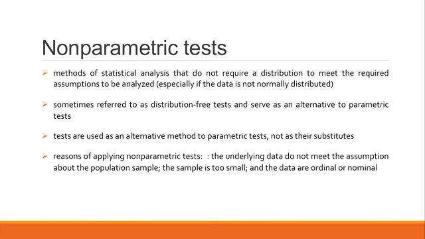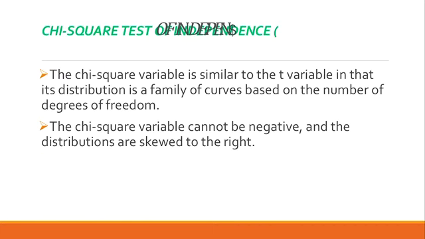And these are the reasons why statisticians apply the non-parametric tests. The first one is that the underlying data do not meet the assumption of the population sample, for instance, the assumption of normality. Or the other reason is that the sample size is too small and the required data are in the ordinal or in the nominal scales.